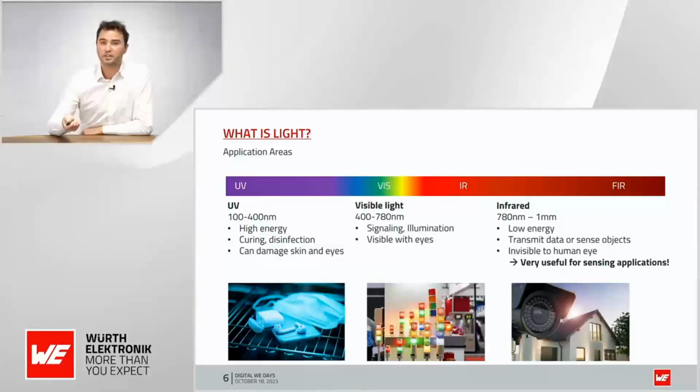If we go to longer wavelengths, we have the visible light that we can see with our eyes. This is what you normally understand as light, and of course you use it for signaling and illumination. Here you want to illuminate something, or show something with light. Now the really interesting region is the infrared region, which is above 780 nanometers. It has low energy, so it's not so dangerous, and it's invisible to the human eye. These two properties make it very useful for sensing applications, because you can use it to transmit data or sense objects without being a disturbance to the human eye. This is why a lot of sensing with light is done in the infrared region.